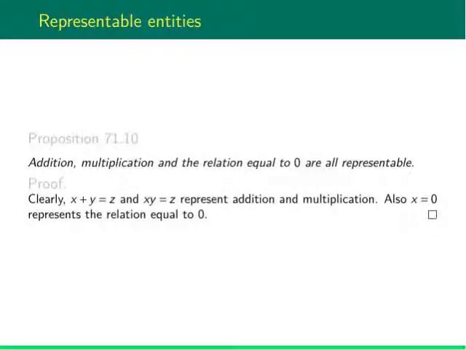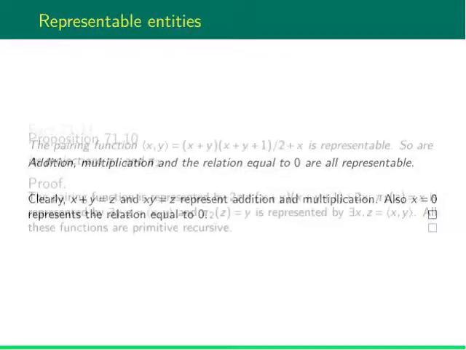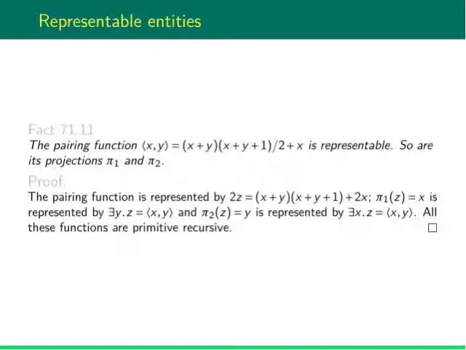Addition, multiplication, and being equal to zero are representable. The proof reduces to writing the obvious representing formulae. The pairing function is representable, and so are its projections. The proof reduces to showing the representing formulae as in the slide.